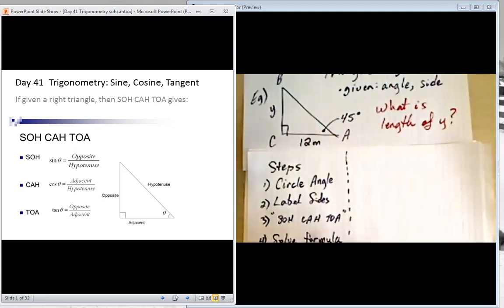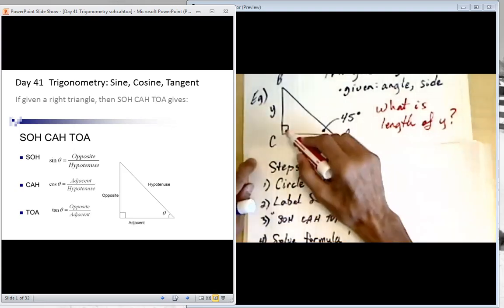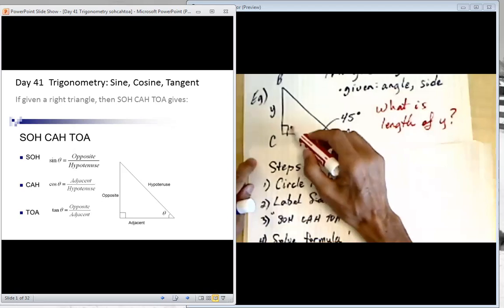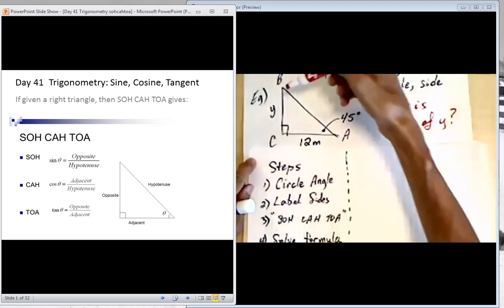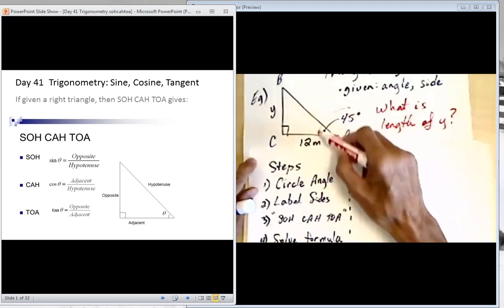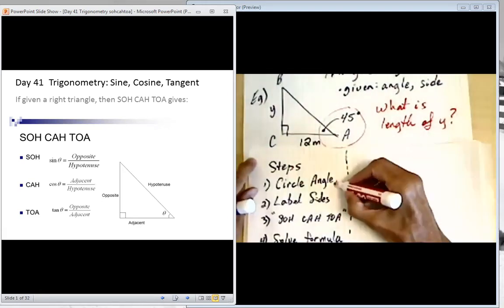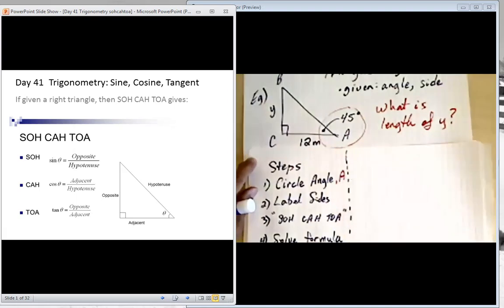Okay, so we're going to circle the angle that we're going to work with. I hope it's clear that we never use the 90 degrees as our angle. When we talk about circling an angle, it's always one of the small ones. Which angle is useful? The one we got the number for. So the one that's going to be helpful for us is angle A, which is our 45 degrees.